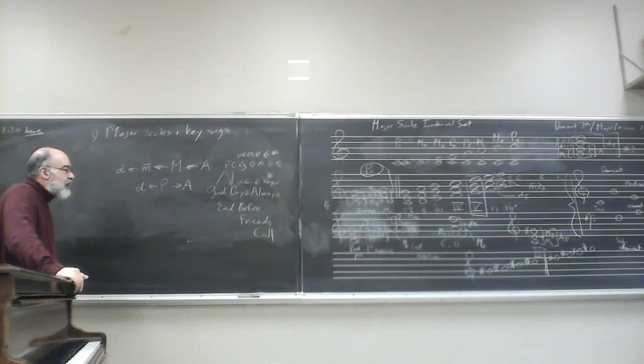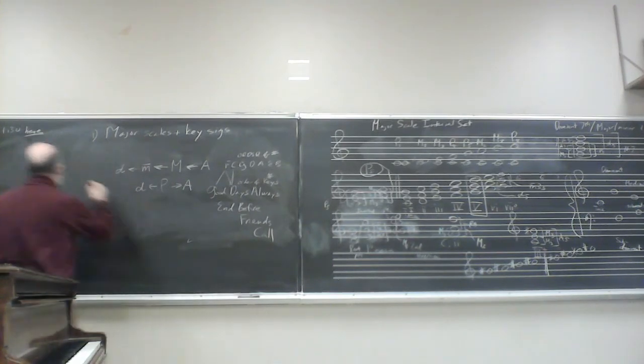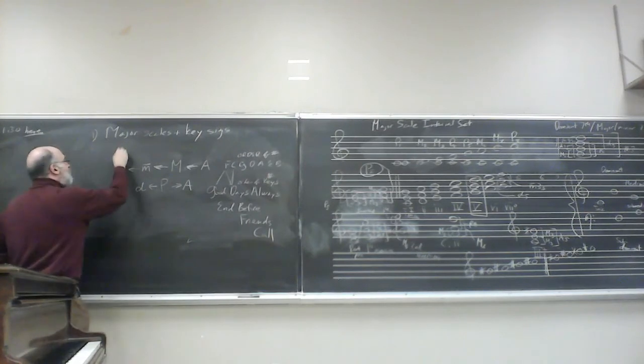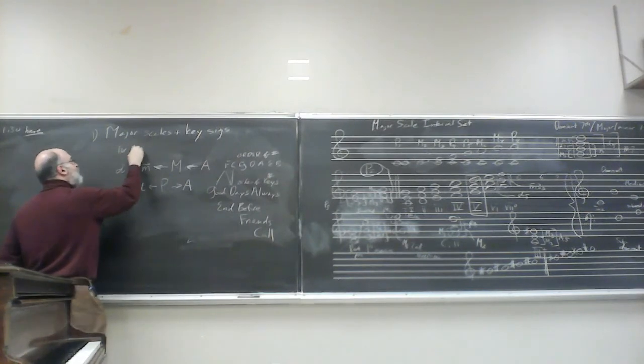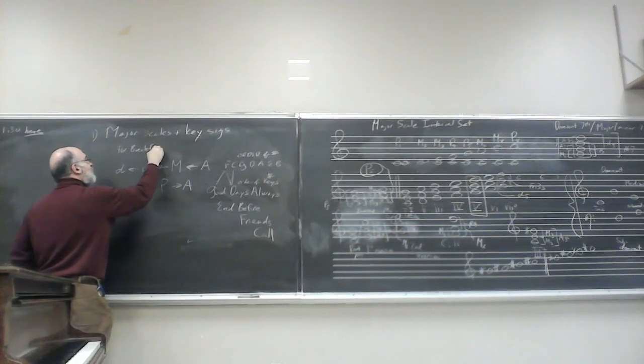Eat a dark. Good cereal. And that is the order of the flats. When you put B, G, C. Damn, that's brilliant. That is absolutely brilliant. Congratulations. We've got it now. For breakfast, eat a dark good cereal.